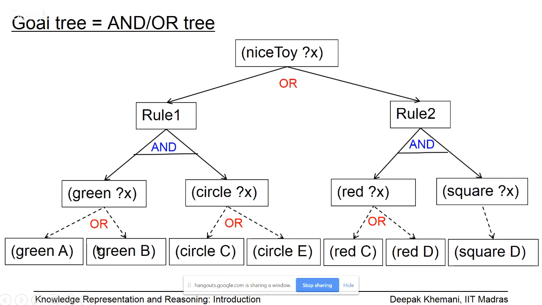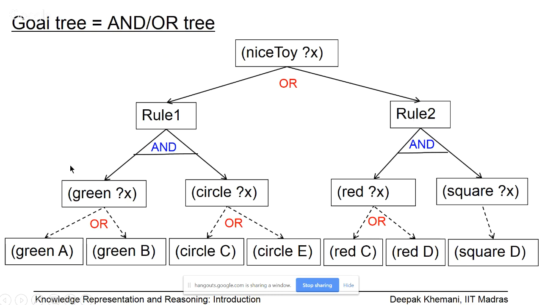So at the bottommost line, you can see what is given to you, which are facts. The facts are A is green, B is green, C is a circle, E is a circle, C is red, D is red, and D is a square. And the query is: is there a nice toy in your knowledge base? And there are two rules that are given to you. One rule says that if something is green and it's a circle, then it's a nice toy. And the other rule says that if something is red and it's a square, it's a nice toy.